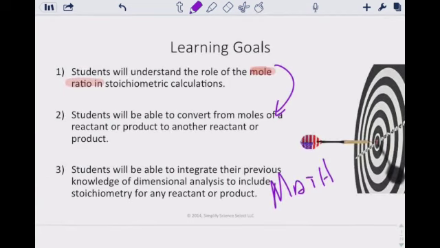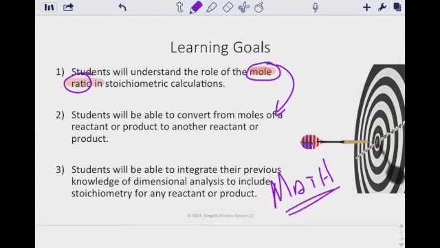And so our learning goals for this. The main learning goals are that students will be able to understand the role of the mole ratio, and that's the big thing in stoichiometric calculations. And in using this mole ratio, students will be able to convert between moles of a reactant or product to another reactant or product. And then lastly, students will be able to integrate their previous knowledge of dimensional analysis to include stoichiometry for any reactant or product.